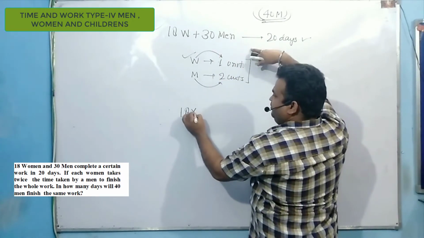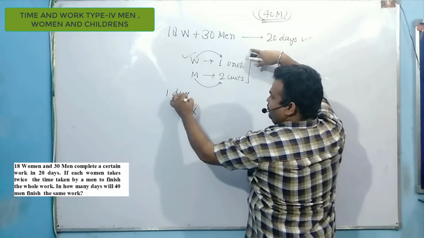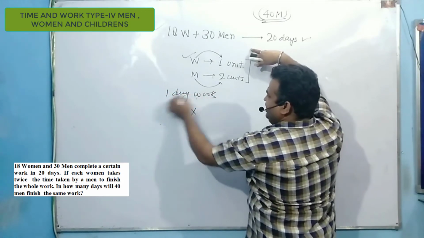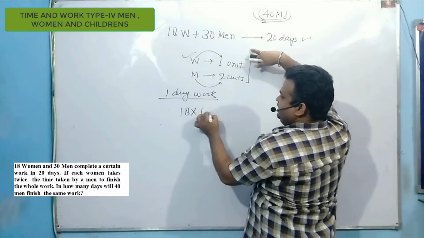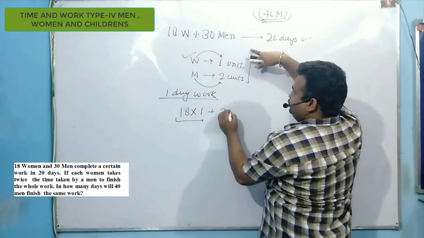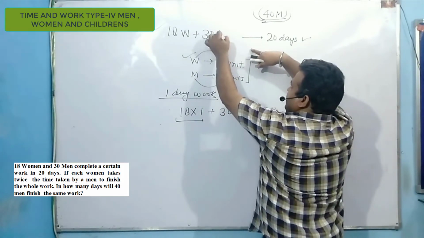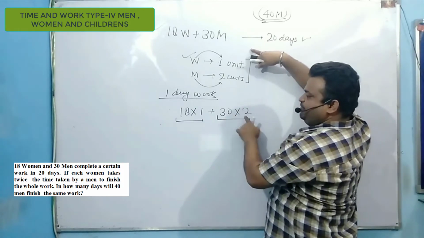So for 18 women, since women produce per day work, I am calculating 1 day work. What is the 1 day work by 18 women? If a woman produces 1 unit and there are 18 women, this is the production by 18 women. Then 30 men, so for 30 men I am writing M. Each man produces 2 units, so 30 men produce 2 units each.